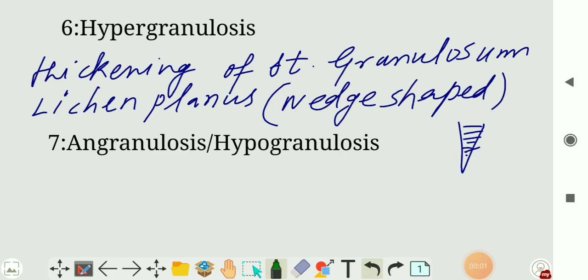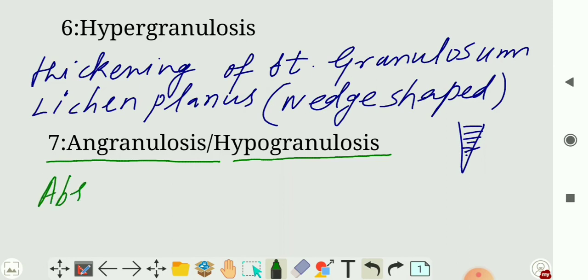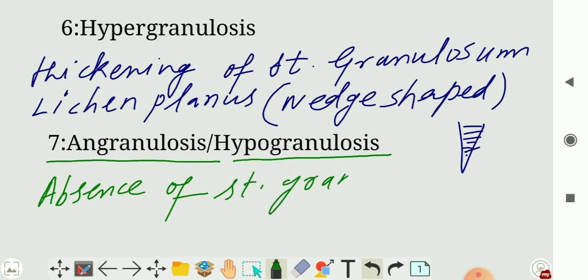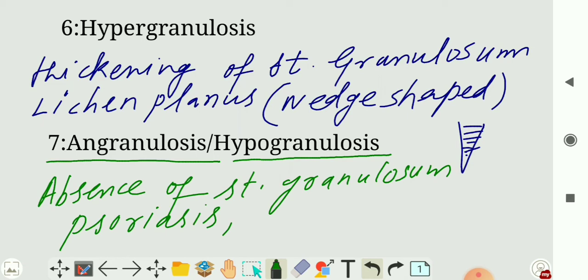Now let's see another histopathological finding, that is agranulosis, which is also known as hypogranulosis. It is the absence or thinning of stratum granulosum, and it is seen in psoriasis and ichthyosis vulgaris.